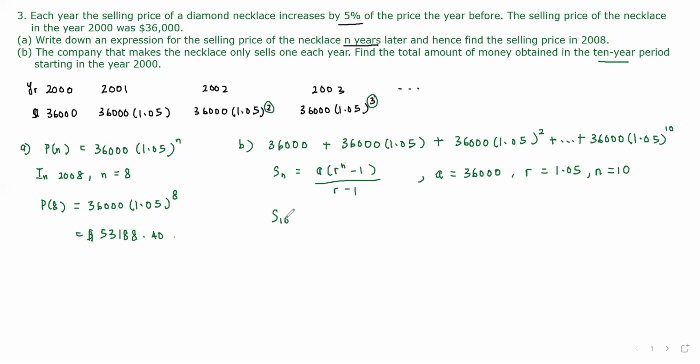So S sub 10 here, the total amount of money obtained, is 36,000 times 1.05 to the 10 minus 1 all over 1.05 minus 1. And that gives $452,804.13.